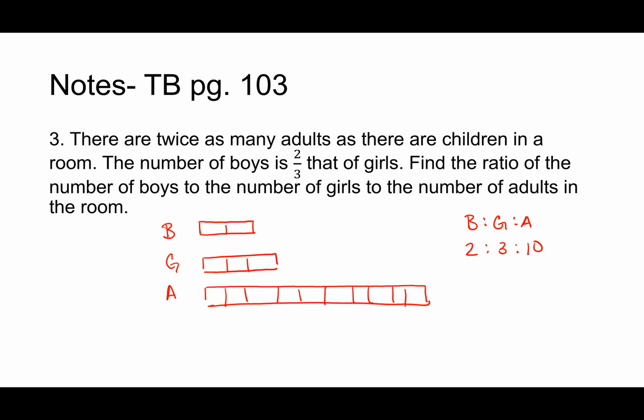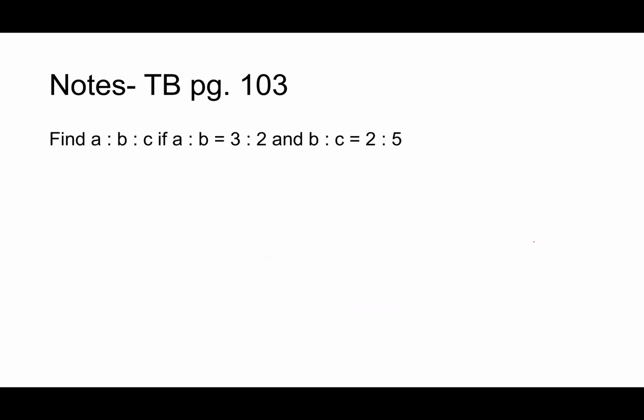Okay. Moving right along. Find A to B to C if A to B equals 3 to 2 and B to C equals 2 to 5. Oh, okay. I bet you guys can do this in your heads already, right? All right. What's the answer, Maddie? 3 to 2 to 5.